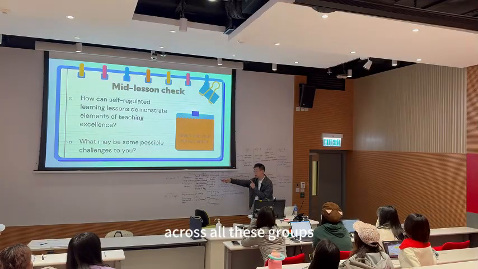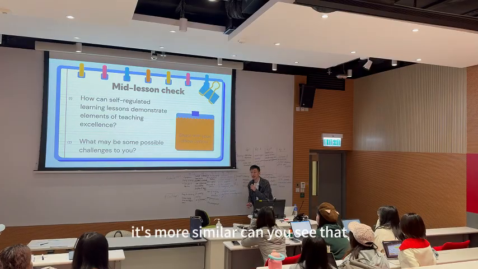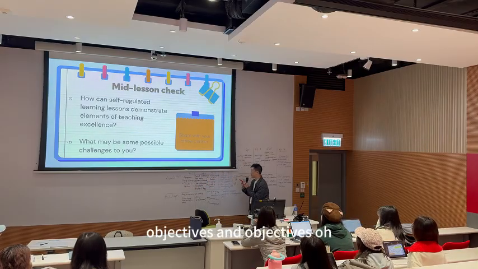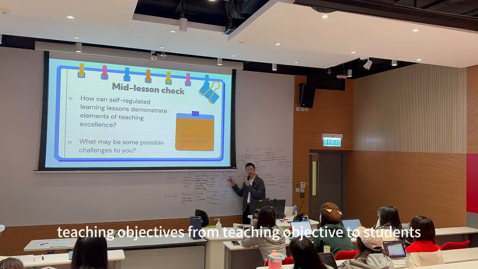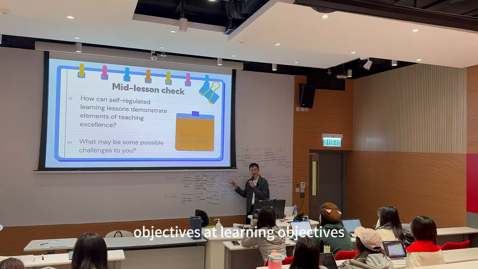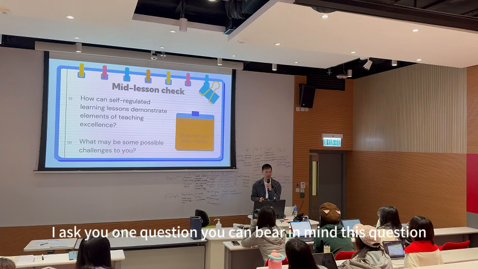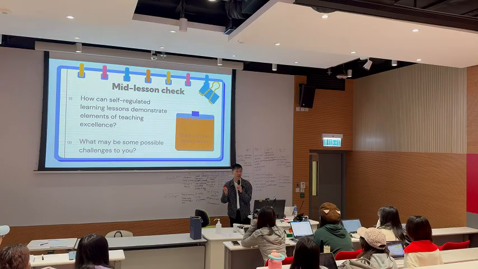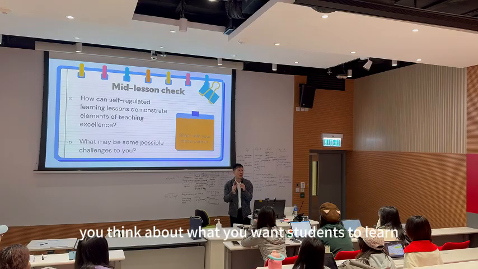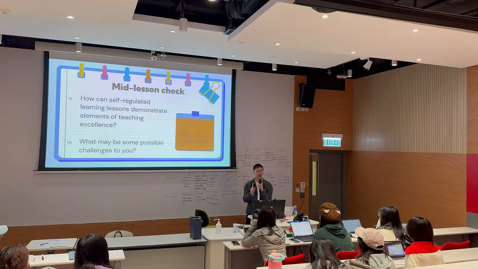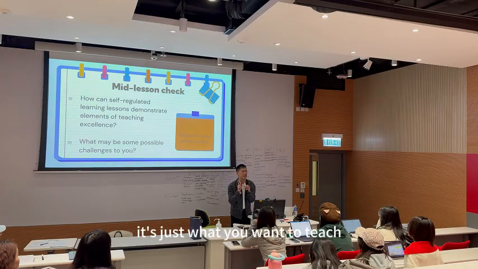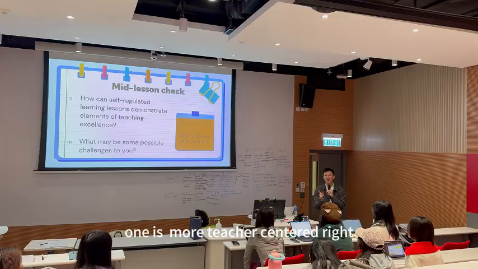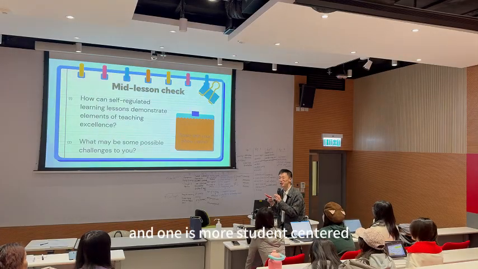Some differences, but at the same time, when you look across all these groups, it's more similar. Can you see that? For example, objectives. Teaching objectives, from teaching objectives to students' learning objectives. I ask you one question, and you can bear it in mind. The difference is, what do you want to teach, and also, what do you want students to learn? When you think about learning objectives, you think about what you want students to learn. If you think about teaching objectives, it's just what you want to teach. What's the difference between the two? One is more teacher-centered, right? And one is more student-centered.